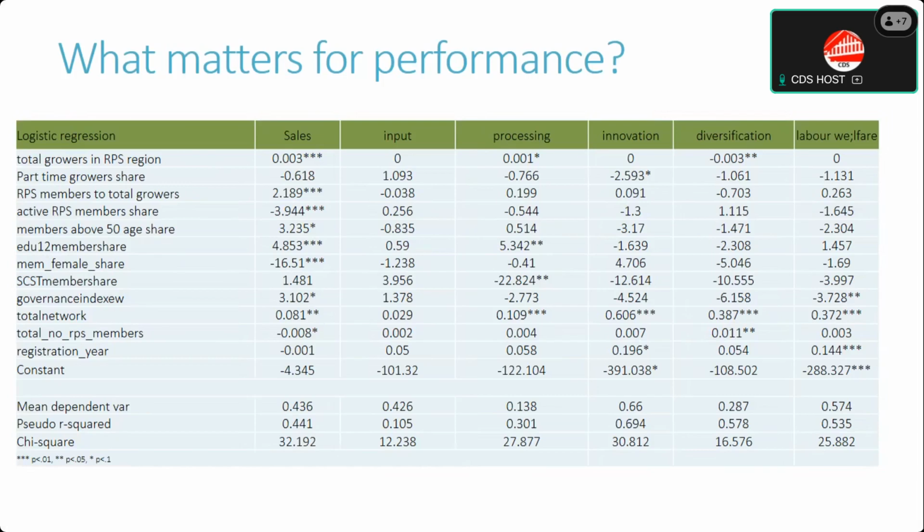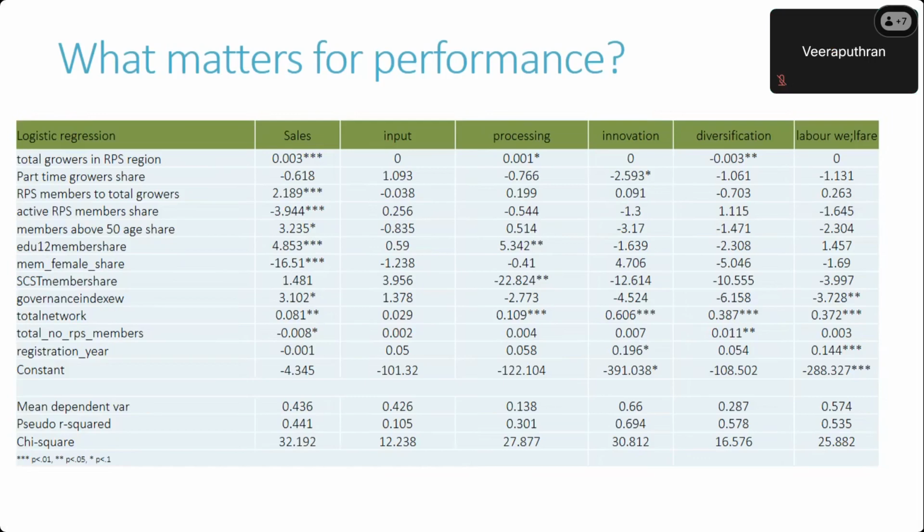Now, total growers in the RPS region, if we look at sales, for example, almost all the factors that we have mentioned over there are important. But it is important to note that one of the important factors for the performance of the RPS, if you look at total growers, whether it is sales or processing, these two particular activities, is actually the number of growers in that region. It's not even the membership in RPS that matters. It is actually the number of growers in that particular region that matters.